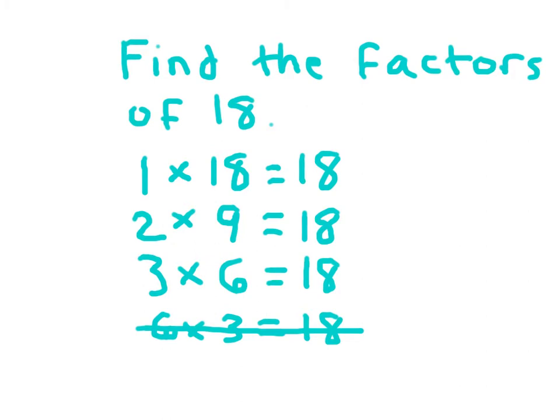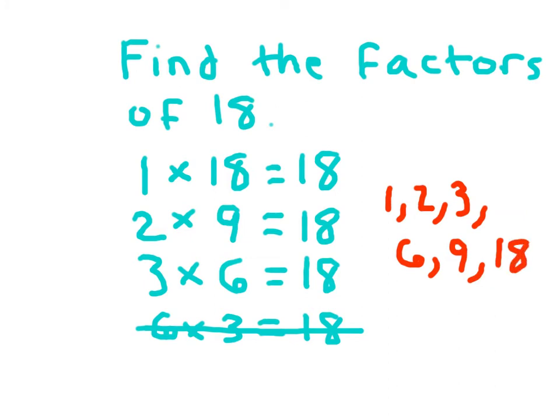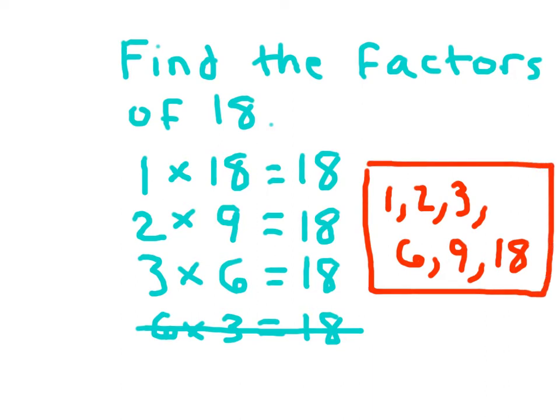What comes first? Right, 1. And then we see 2. We see 3. And then we also see 6, 9, and 18. You might wonder, okay, so how many factors are there of 18? We've got 1, 2, 3, 4, 5, 6 factors of 18.